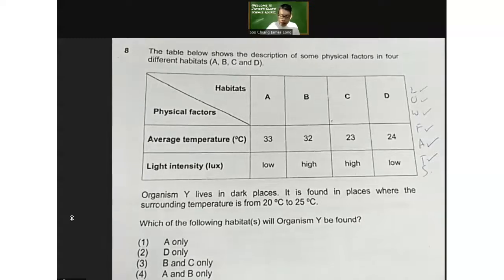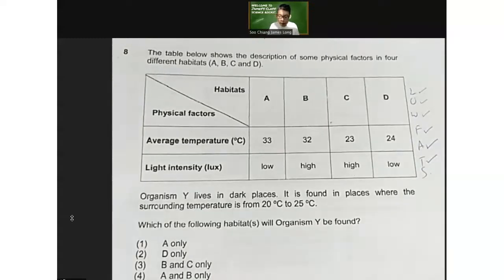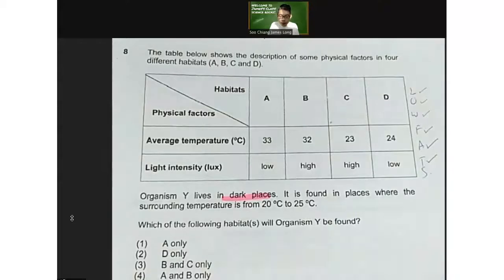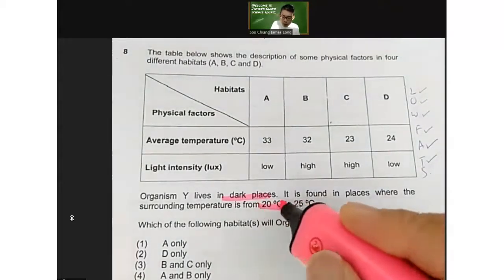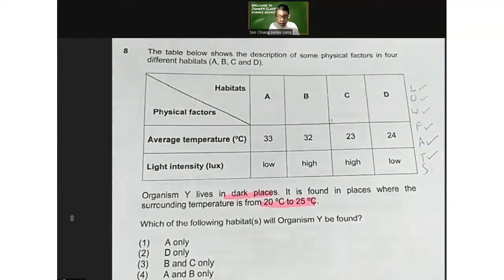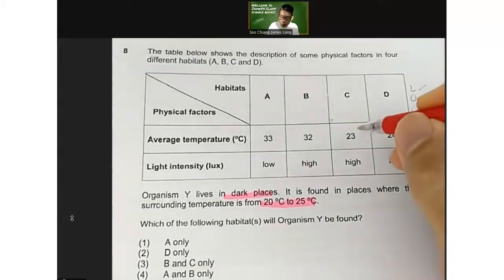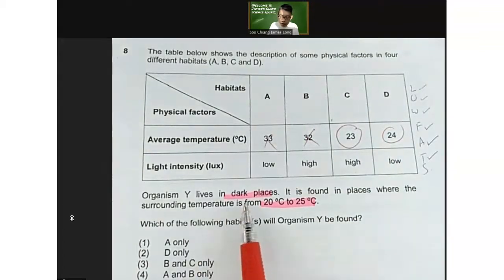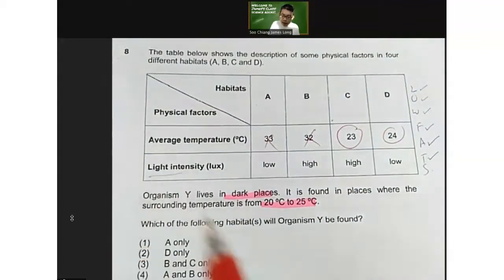Now, this is an important paragraph. It gives you the condition. This one is only found in dark places and only when the temperature ranges within these two numbers. If it's too high, it's too hot for organism Y. If it's too low, it's too cold for organism Y. And it only likes dark places. So where can this place be? Between 20 and 25, that will be these two. Temperature is out and it has to be dark. So light intensity has to be low.